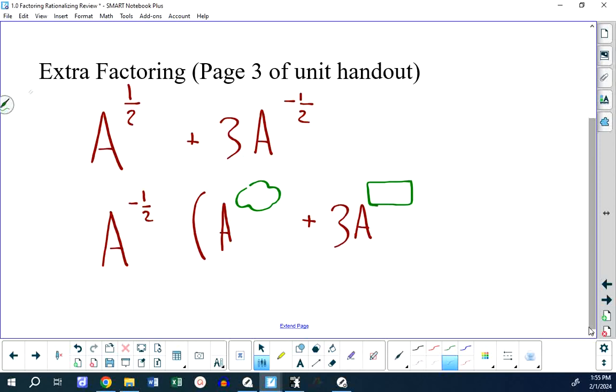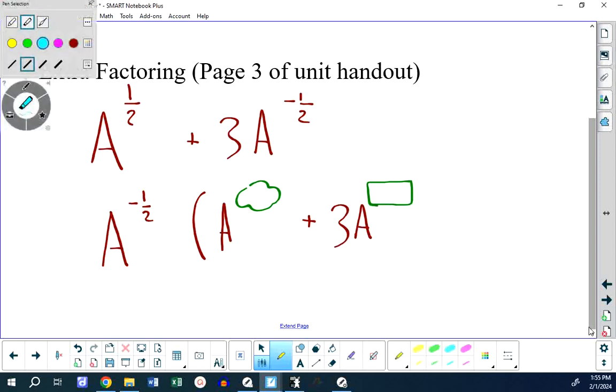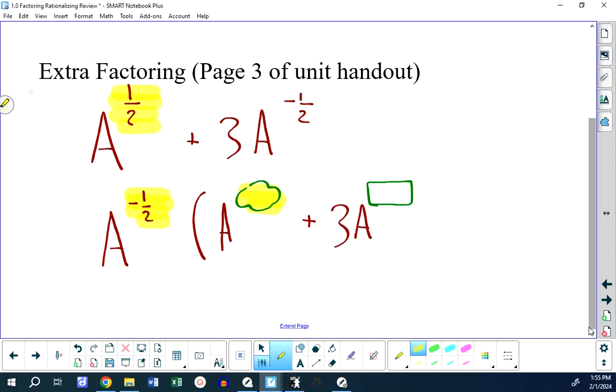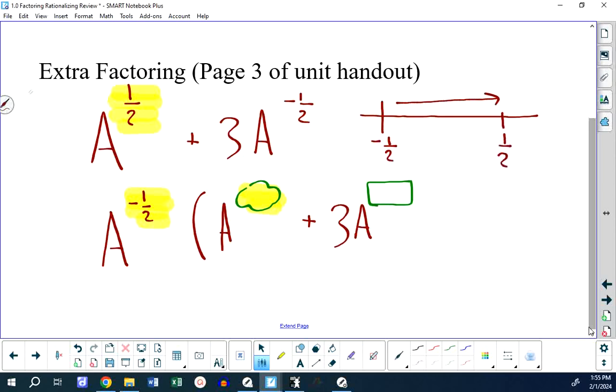The bottom line is the sum of these two exponents has to give you this exponent. Because if I were to multiply this out, I would be multiplying a common base of a, which would mean I would add the exponents. So the question becomes, to what do I add negative 1/2 in order to get us to the positive 1/2 where we started? And the answer is 1.